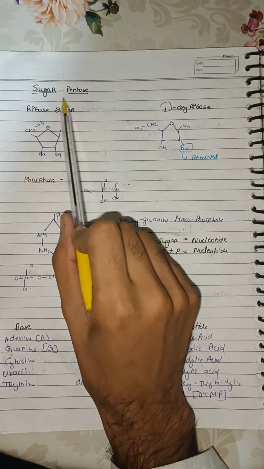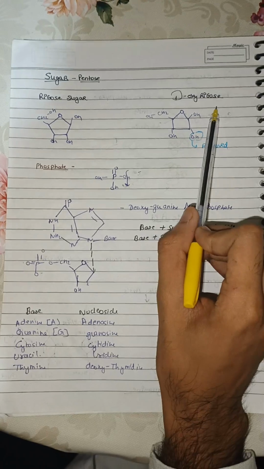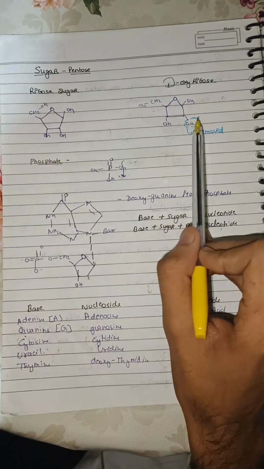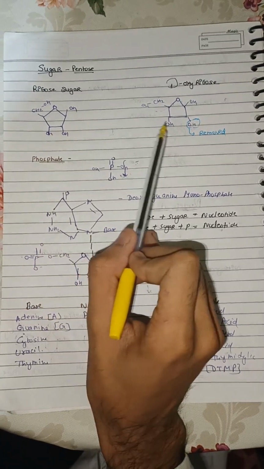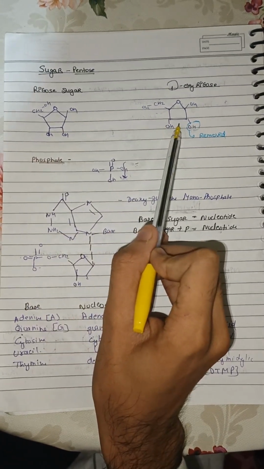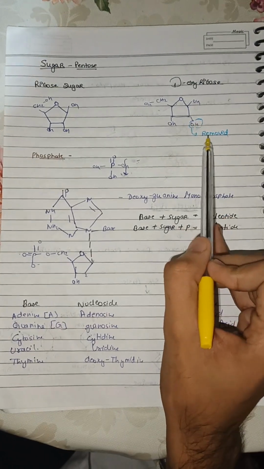The next is sugar, pentose. There are two types of sugar, ribose sugar and deoxyribose sugar. Ribose sugar is present in RNA, whereas deoxyribose sugar is present in DNA. We can see the structures of ribose sugar and deoxyribose sugar are the same, but there is a little difference. In deoxyribose, the second OH is removed.